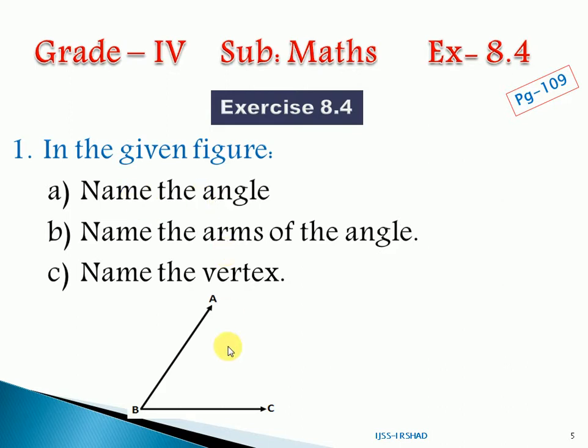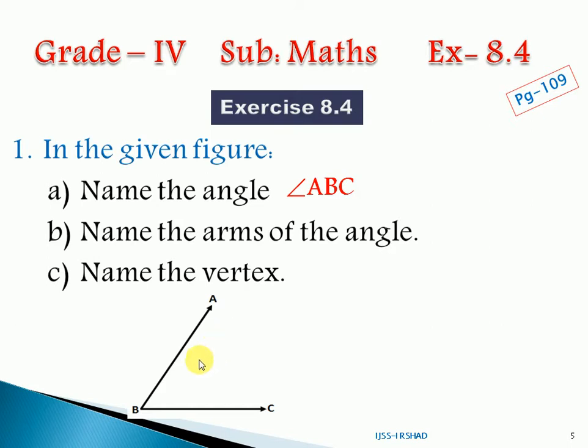So name the angle. What is the name of the angle? The name of the angle you can write as angle ABC or CBA. It's better to write in alphabetical order, but both will be correct. So here I can write the name angle ABC. Now name the arms of the angle.